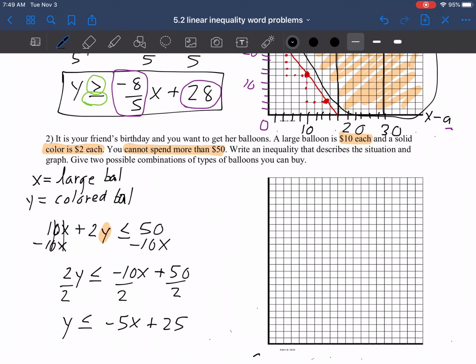So again, we know this up here is my y-axis. We know that this down here is my x-axis.